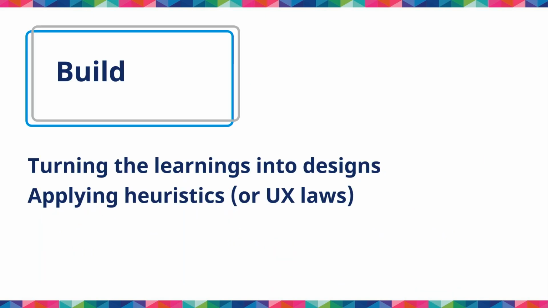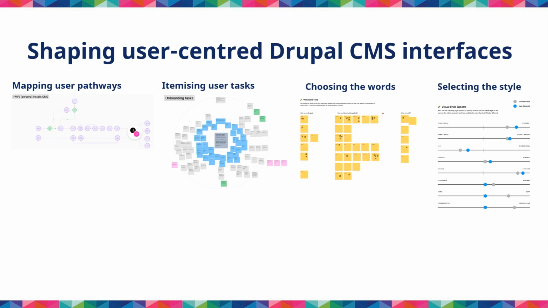So once you have a lot of that data and those learnings, the challenge is to turn it into the designs, to make it into a build. And I'm going to talk about two aspects of that. Firstly, using the raw research data that you have, and how you can then fashion that into designs, but also heuristics, or sometimes called UX laws. So how we shaped the interfaces based on what we'd learned.